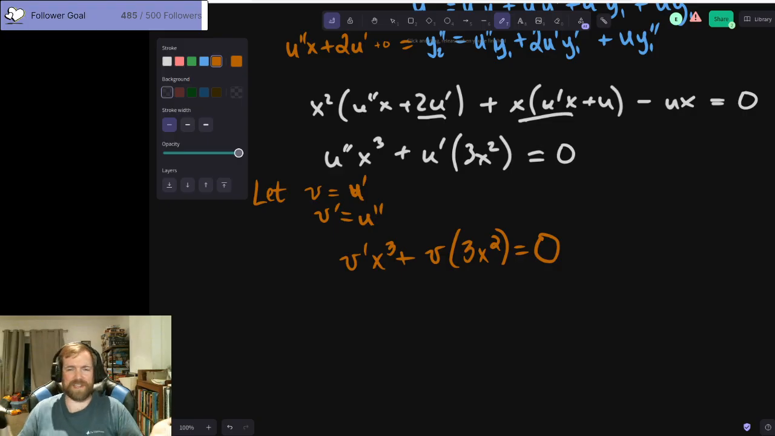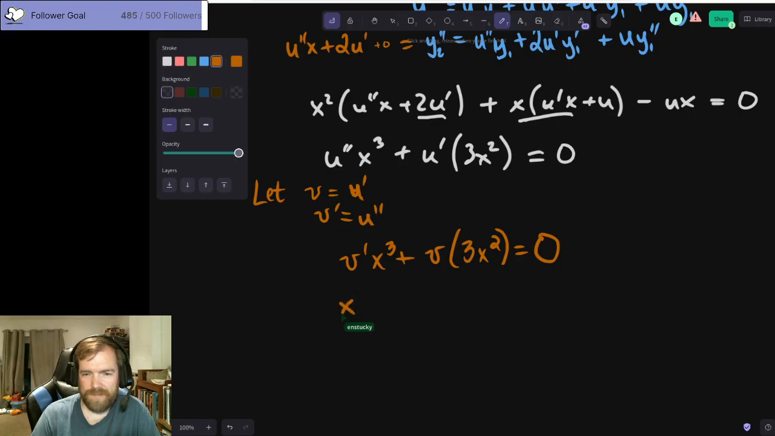Right, because the left-hand side is what? That's exact. I mean, it's also linear, but... How do you mean exact? Like in the usual sense. If you multiply through by dx, then you get x cubed dv plus v 3x squared dx.